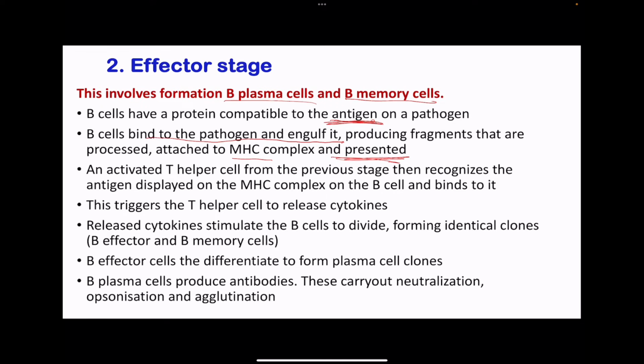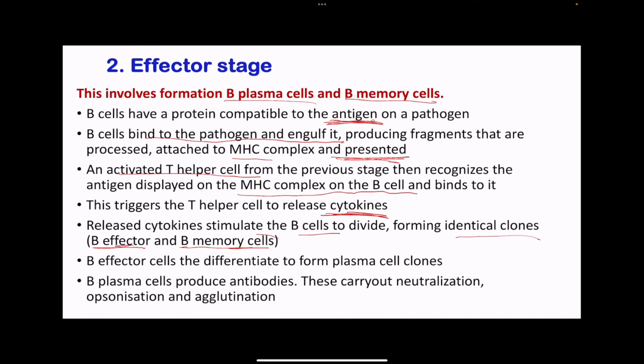Remember, we already have the activated T helper cell from the previous stage, and this is going to recognize the antigen displayed on the MHC of the B cell, which is presenting the antigen. So it's going to bind onto it. When it binds onto it, this leads to production of cytokines, and the cytokines are going to cause the stimulation or the rapid division of the B cells, forming identical clones or multiple cells. Some of these are going to be B effector cells, and others are going to be the B memory cells.